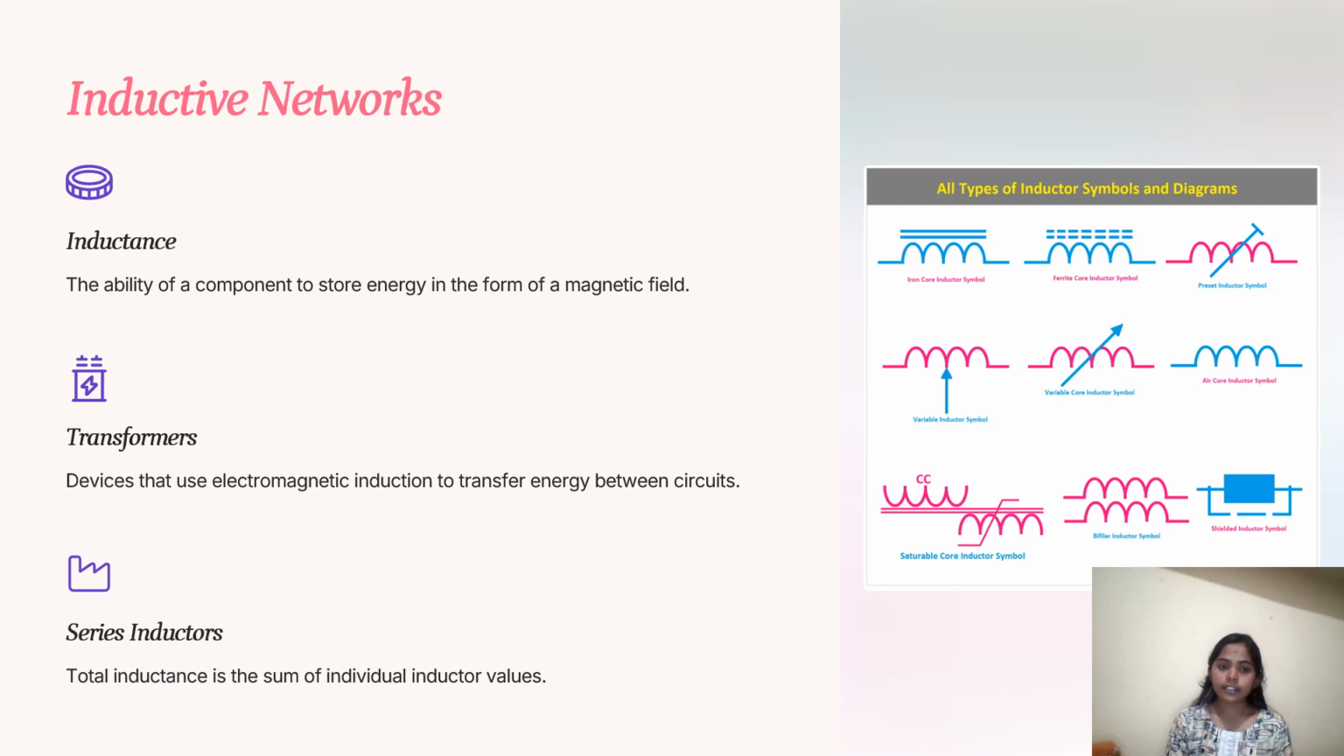In inductive networks, we can learn about inductance, transformers, and series inductors. Inductance means the ability of a component to store energy in the form of a magnetic field. Transformers are devices that use electromagnetic induction to transfer energy between circuits. Series inductors: total inductance is the sum of the individual inductor values.